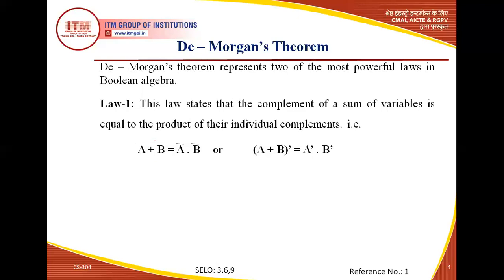If we break the line and change the sign, both functions are equivalent. Changing the sign means AND is converted to OR and OR is converted to AND, that means plus is converted into dot and dot is converted into plus. So just break the line, change the sign. Applying this in the first law, we get a dash dot b dash, or a bar dot b bar.